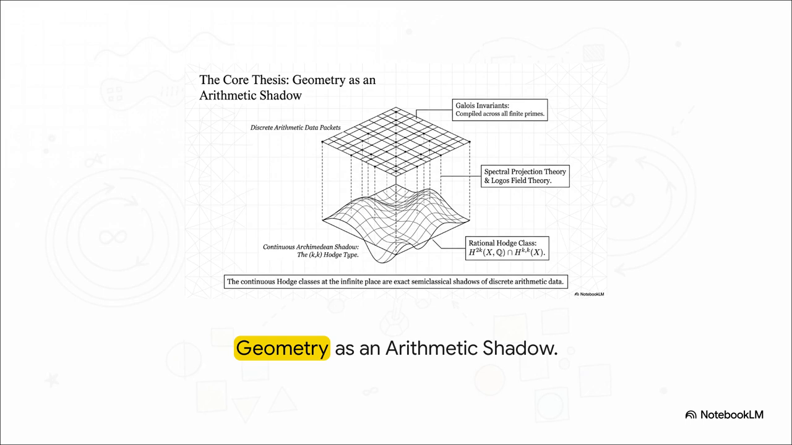So, the core thesis here is absolutely wild. If you look at the top grade representing discrete arithmetic data packets compiled across all finite primes, and then look at the continuous waveform below it, the framework makes a massive claim. It argues that continuous complex geometry, specifically rational Hodge classes, is really just the semi-classical shadow of these discrete invariants when mapped via Langlands field theory. It's a stunning geometric projection of pure arithmetic.